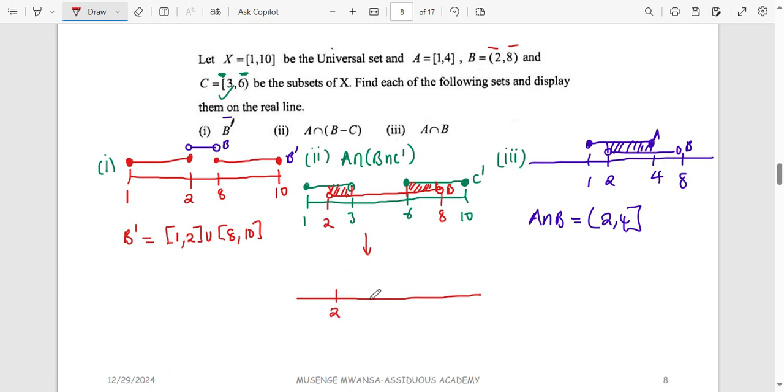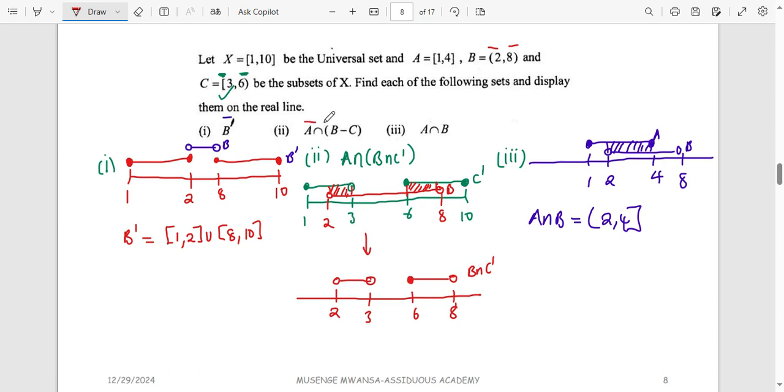From 2 up to 3, you can see 2 is not part of B. Can you see that it's open there? So it's not going to be part of the intersection. Can you see that 3 is also open in C complement? So it's also going to be open here. And then we also have from 6 up to 8. Can you see that 6 is part of B and it's also part of C complement? So it's going to be closed. And then 8, can you see that 8 is open in B? So it's going to be open also here. It won't be part of the intersection. So this is B intersection C complement, also known as B minus C.